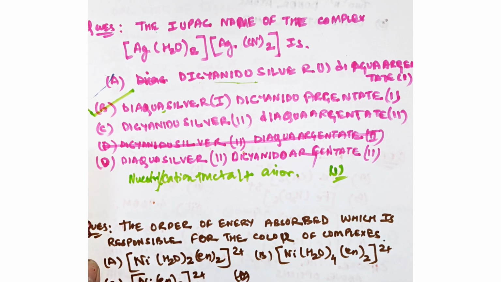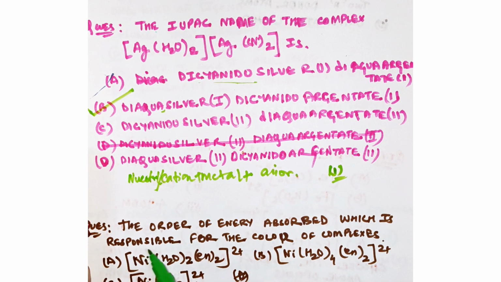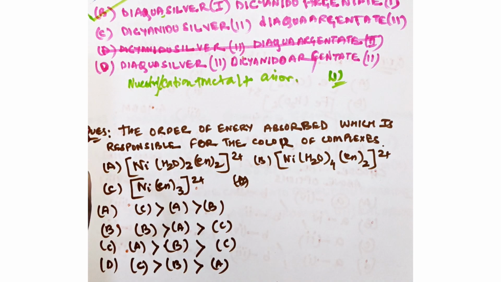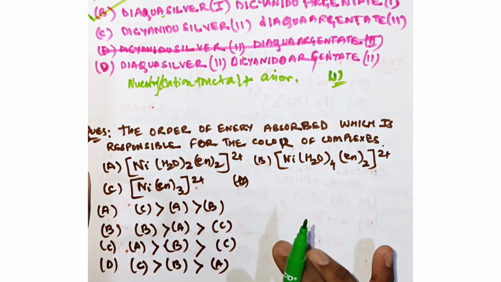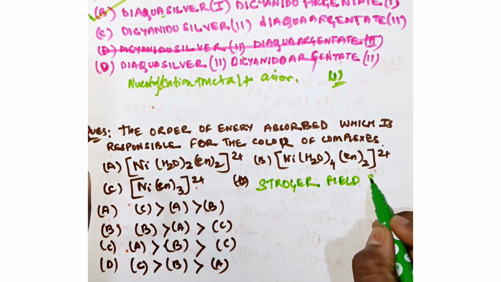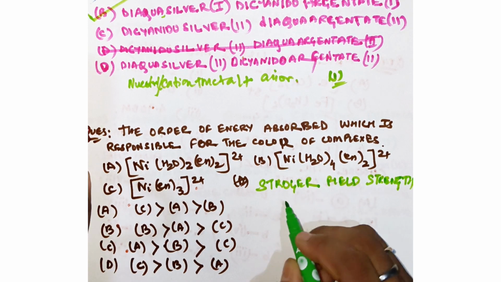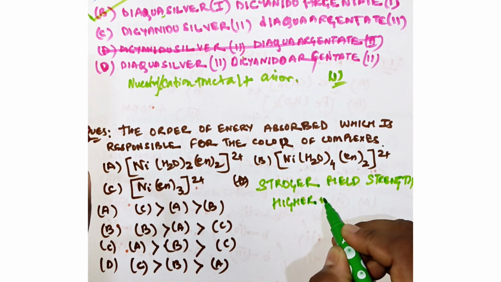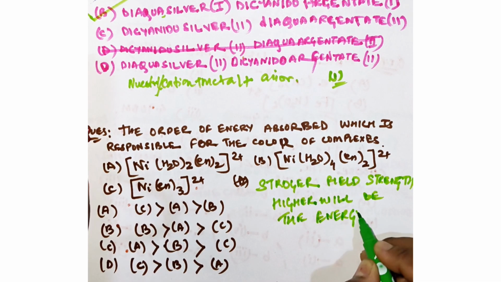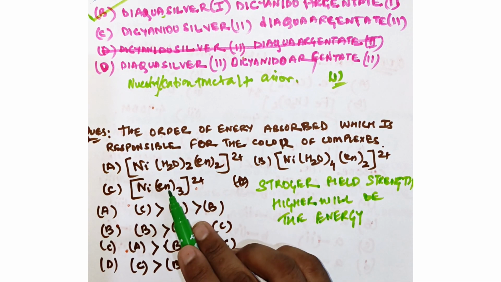Now the next question is the order of the energy absorbed, which is responsible for the color of the complexes. You have to find which one gives the highest color. The stronger the field strength, the higher will be the energy absorbed by the complex. Stronger field strength, higher will be the energy, and stronger field strength will be given by the strongest ligand. So en, you can say, is the strongest.